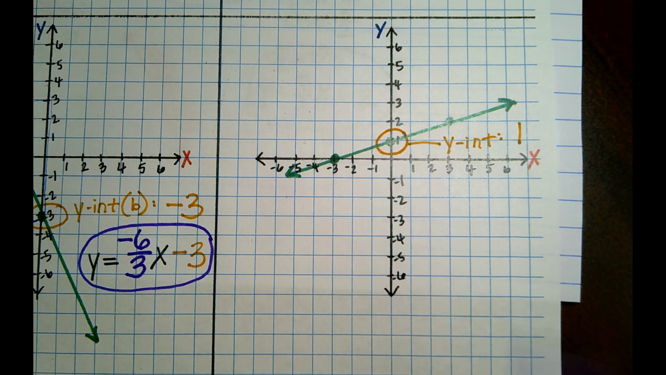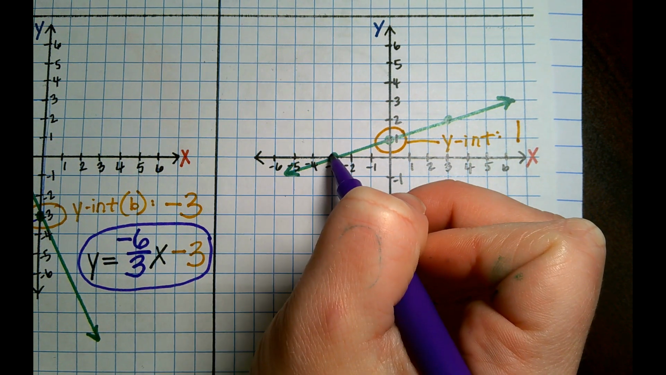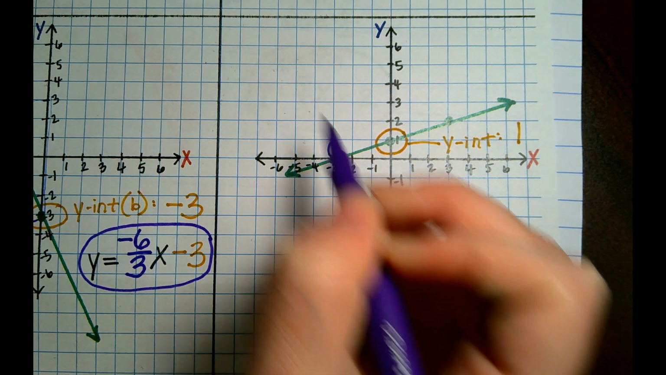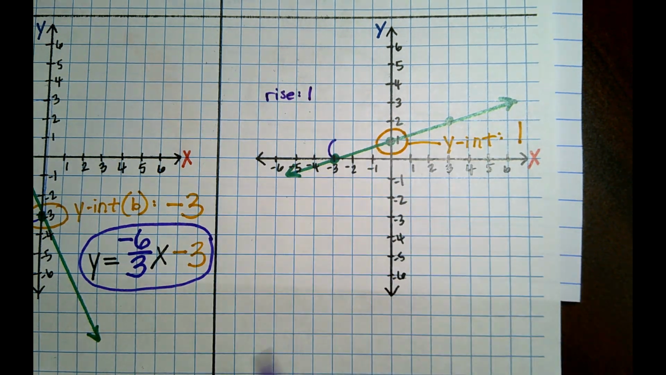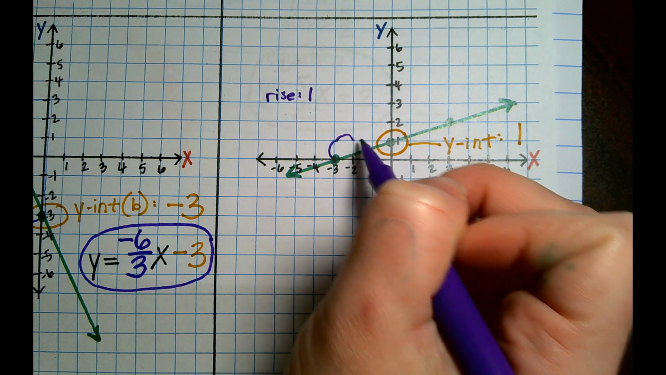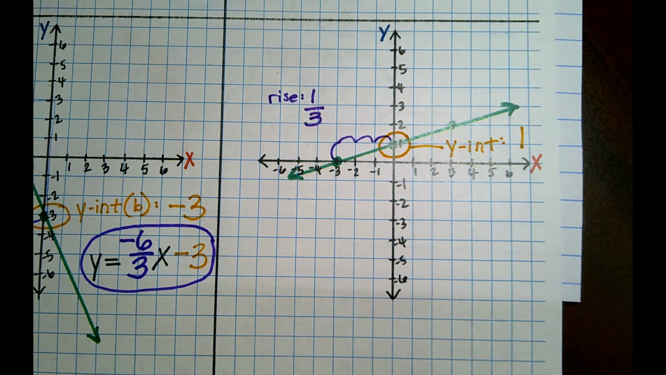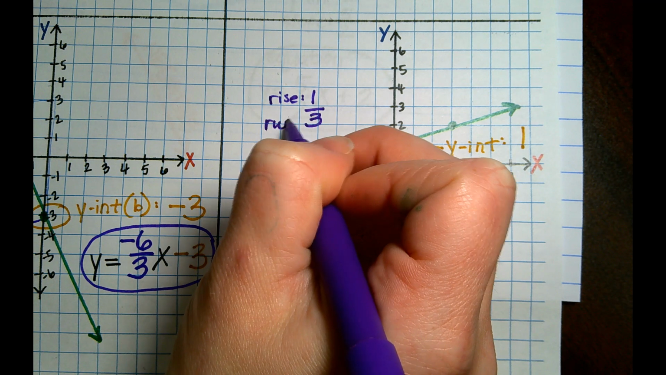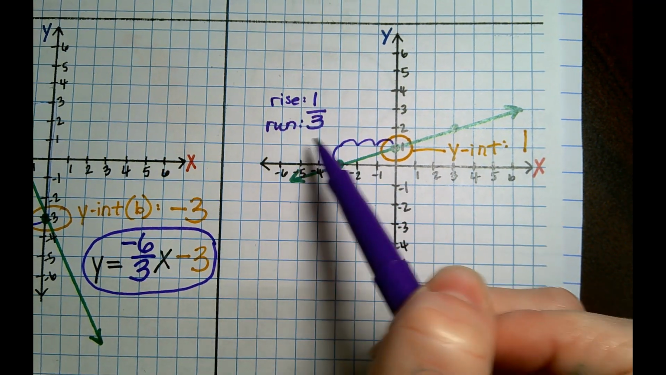Starting from here, okay, let's start from there. What is my rise to get to the next point? 1. Just 1. We go up 1. So my rise is 1. And over 3. Over 1, 2, 3. That's my run. So my slope is 1 over 3.